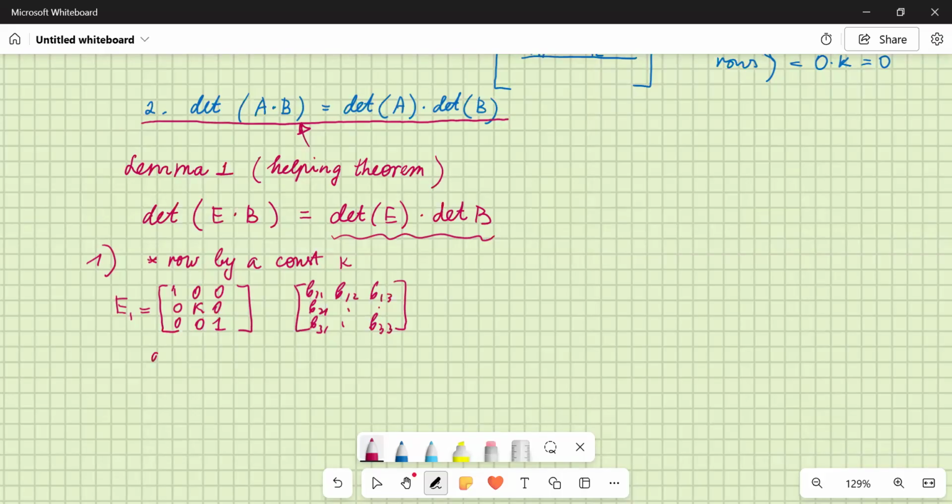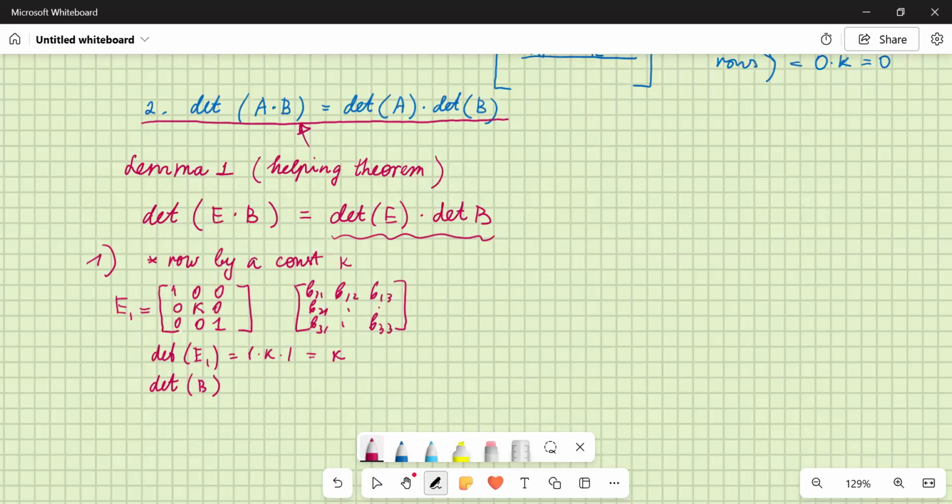What is the determinant of this matrix? The determinant of E1 is going to be just 1 times k times 1, right? Because it's a diagonal matrix, the determinant is the product of the diagonal elements, and it's going to be equal to k. The determinant of matrix B, I'm just going to label as determinant of B. That's the determinant of B. Now, what is going to be the determinant of the product?